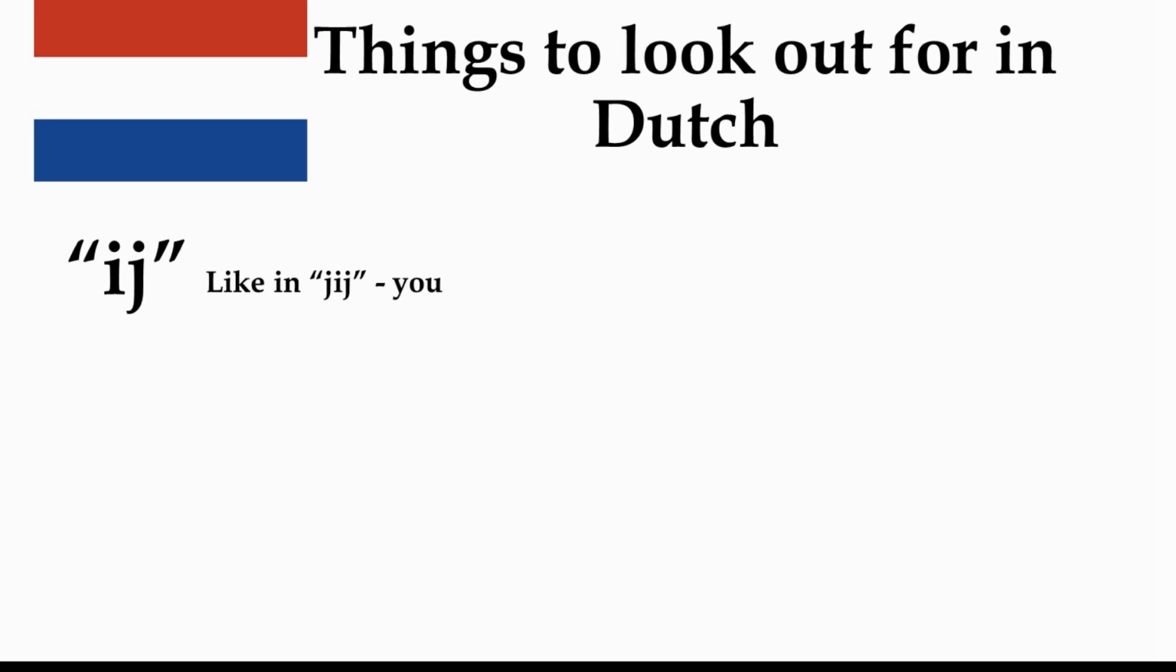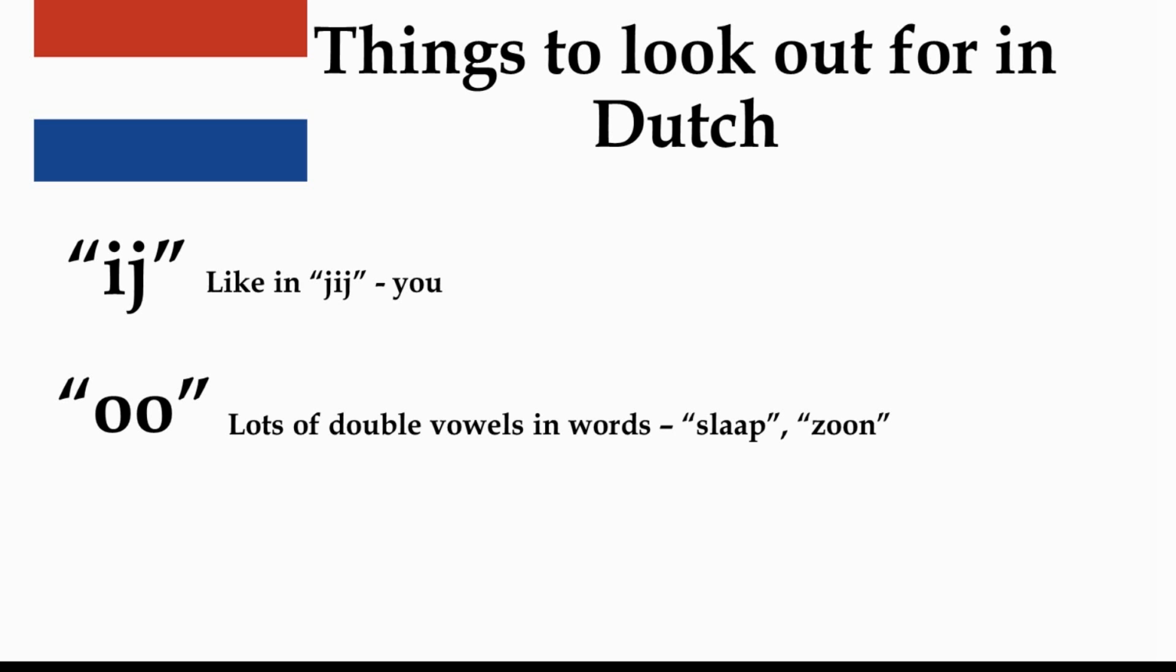And because of this, we see IJ in Dutch a lot of the time, and it's found far, far less commonly in German and Danish. So if you see a word with IJ in it, or quite a lot of words with IJ, then the language you're looking at is most likely going to be Dutch. Now next up we have lots of double vowels in words.